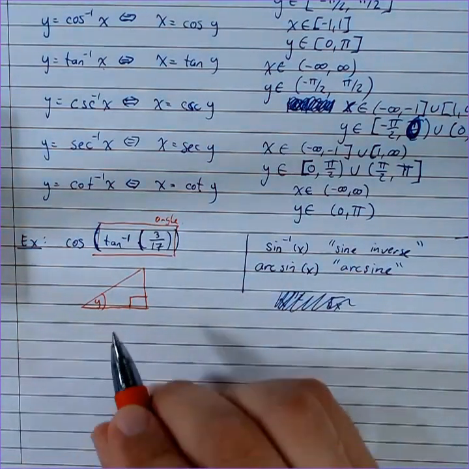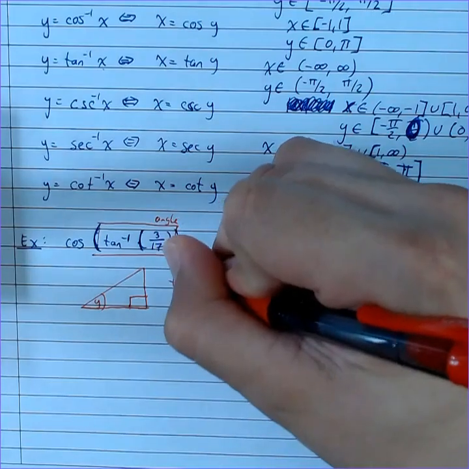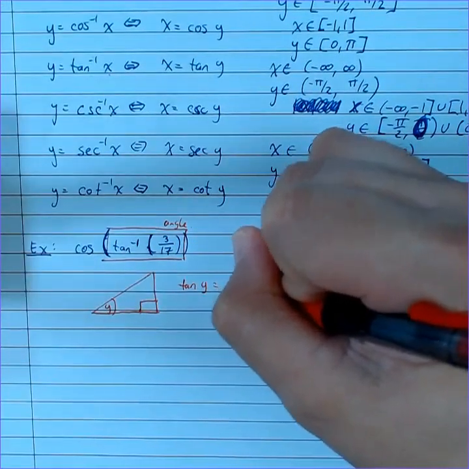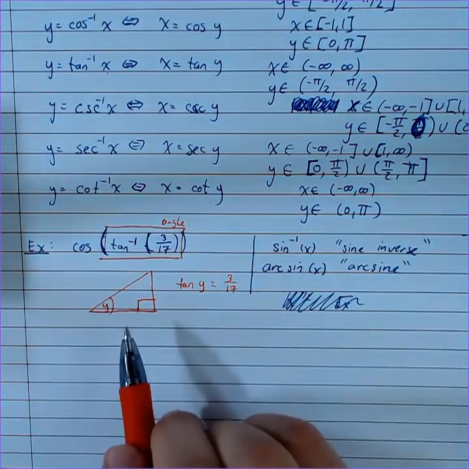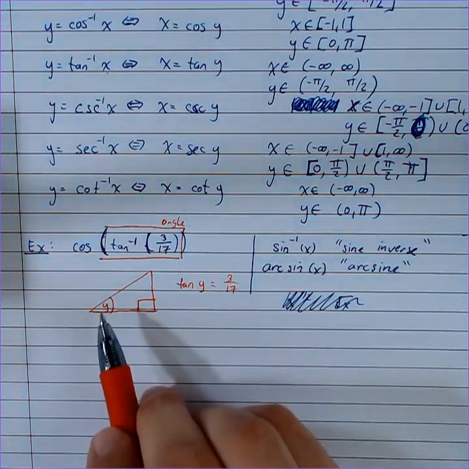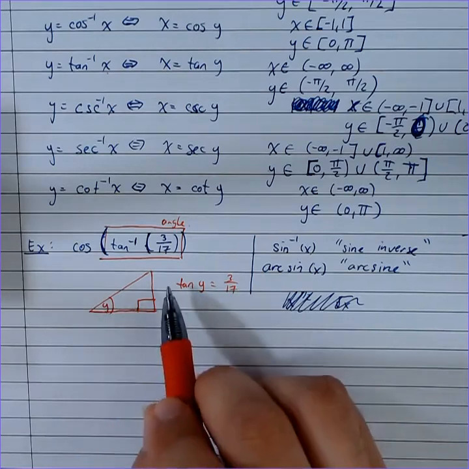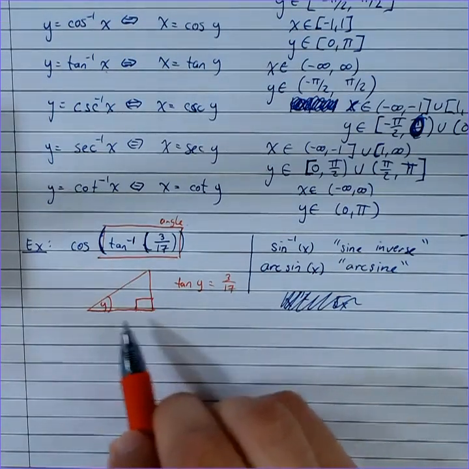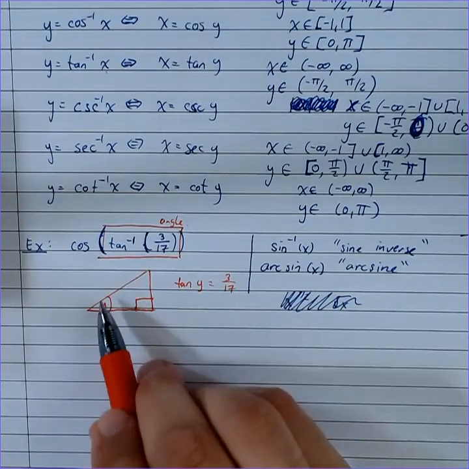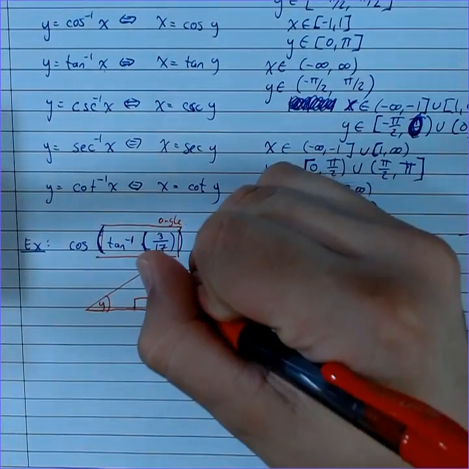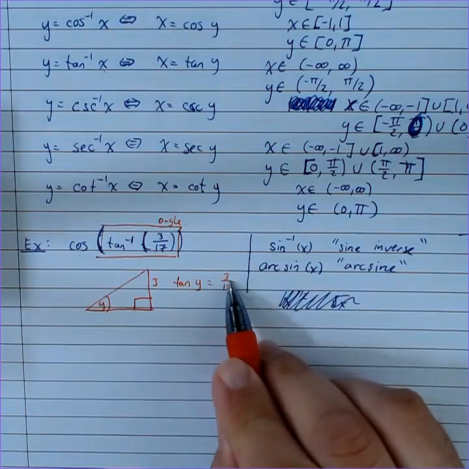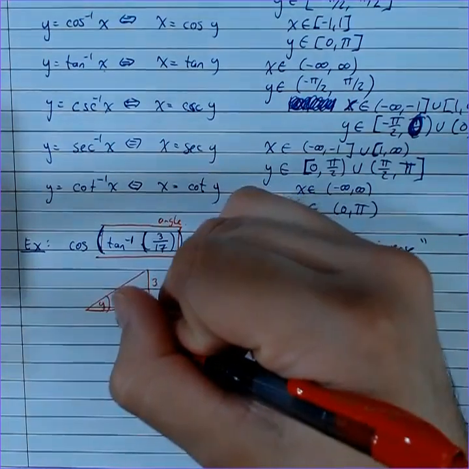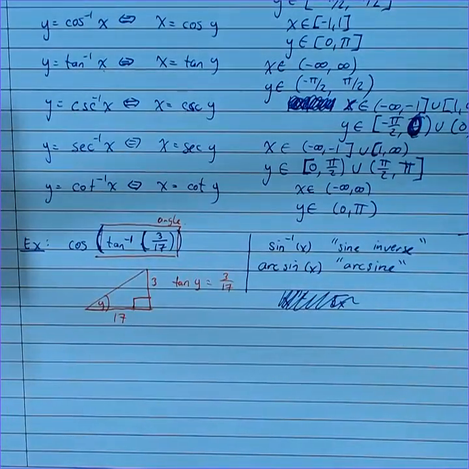Well, remember, if the tangent of that angle is equal to 3/17, that means that one way of interpreting the tangent of y is the quotient of the side opposite divided by the length of the side adjacent to y. So here, the side opposite would have length 3 units, and the side adjacent would have 17 units in length.